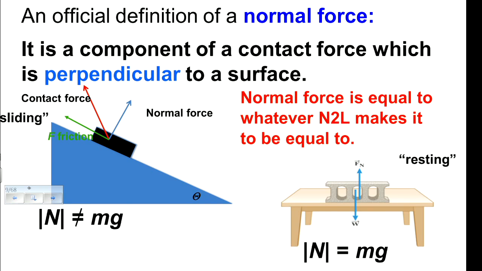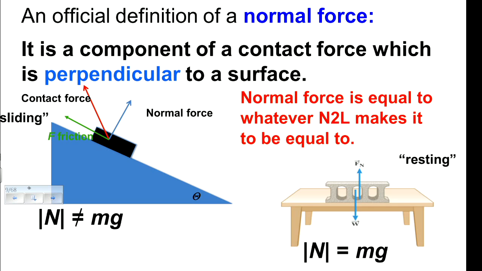Next force. We've named many forces. Force of gravity, force of friction, normal force. Now we're going to talk about official definitions. First of all, normal force. A normal force is a force, we said, which prevents an object from falling through a surface. But an official definition is that normal force is the force which is perpendicular to the surface.